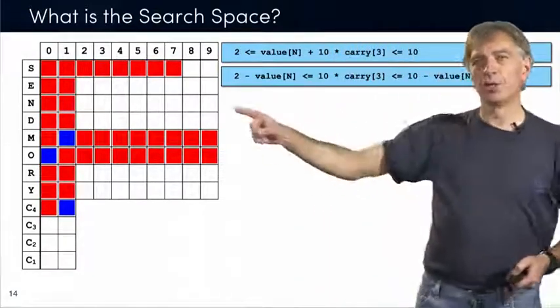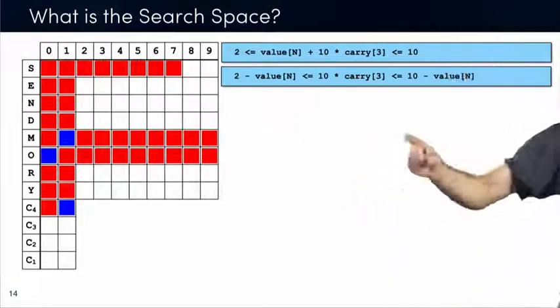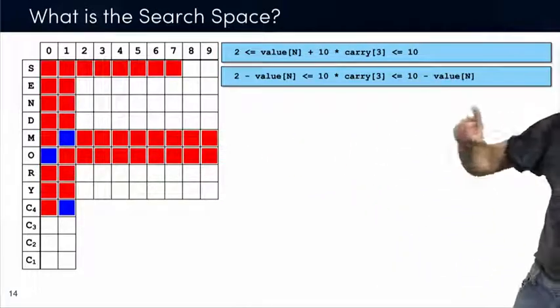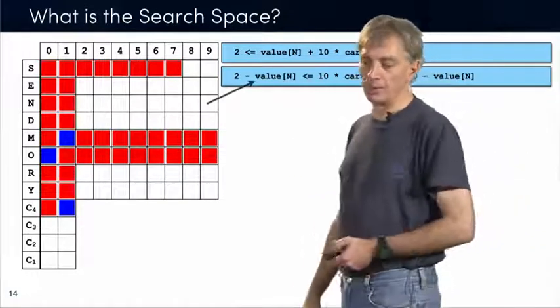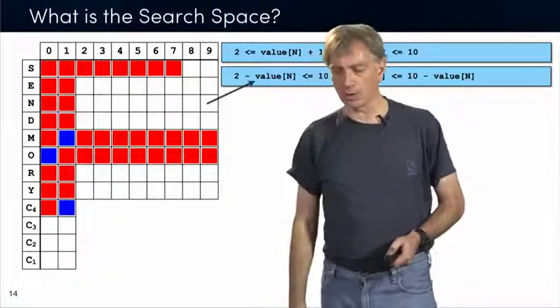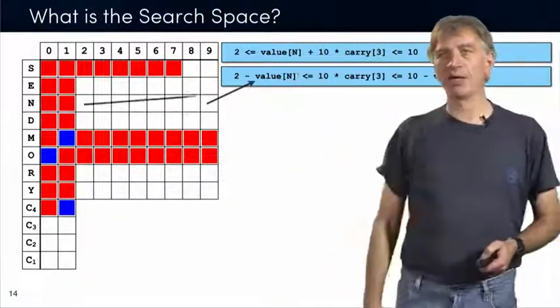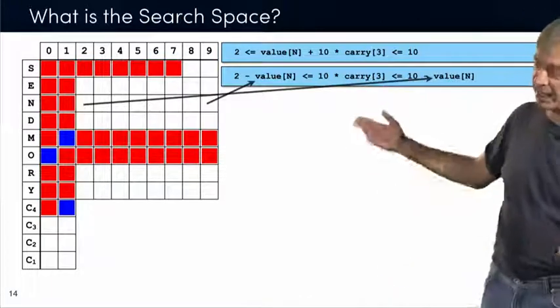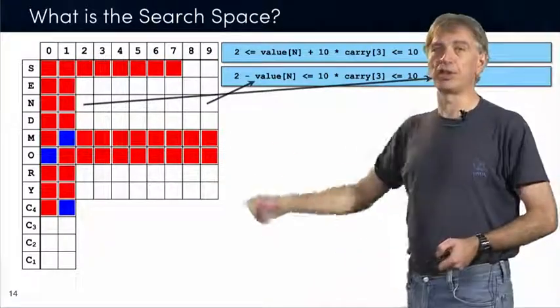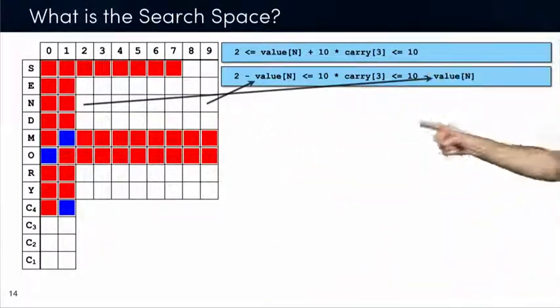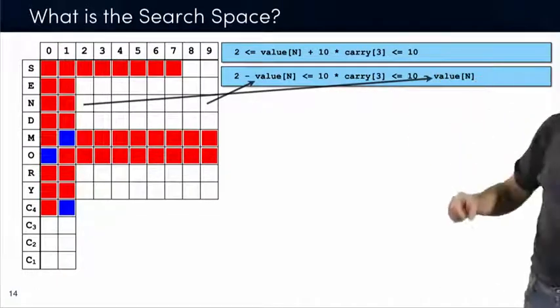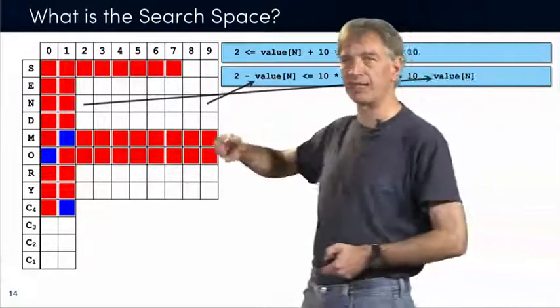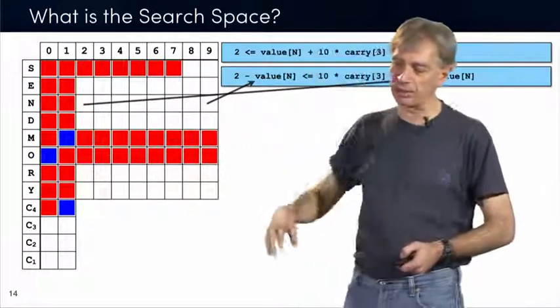Now you look at this 10 times carry 3. Once again, we have to make this guy as small as possible and this guy as large as possible to be conservative. To make this guy as small as possible, what do we do? We take the largest value for n. What is the largest value for n? It's 9. On the other side, the upper bound, we have to make it as large as possible, and since this value is negated, we have to make it as small as possible, so we take the value 2.